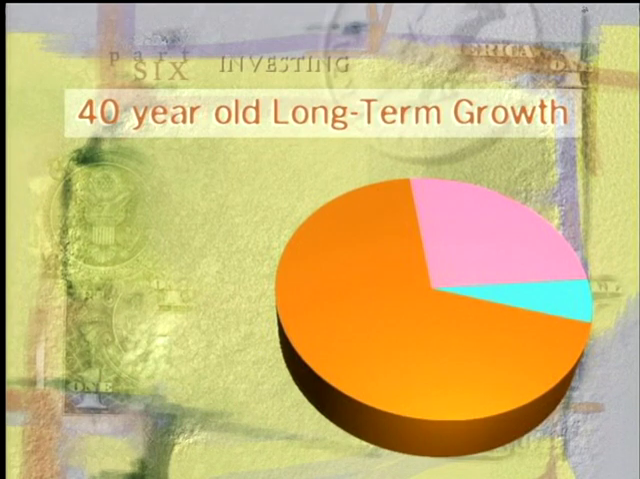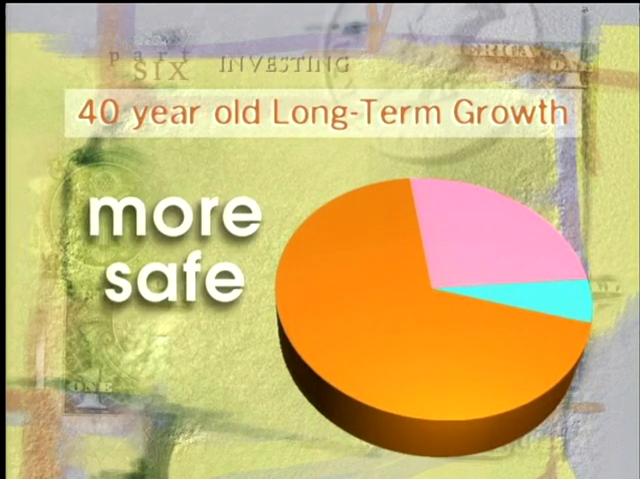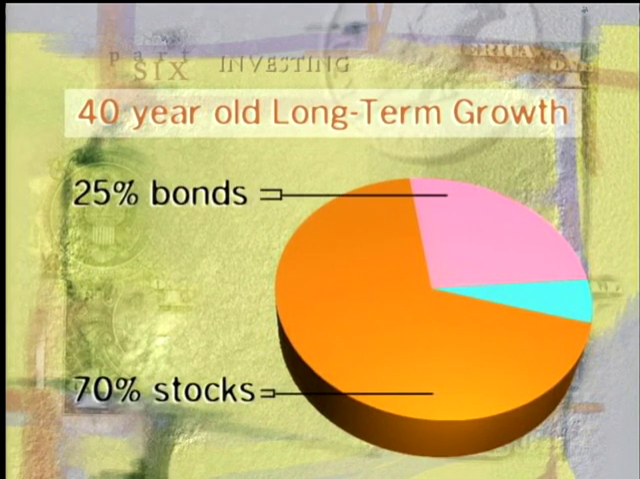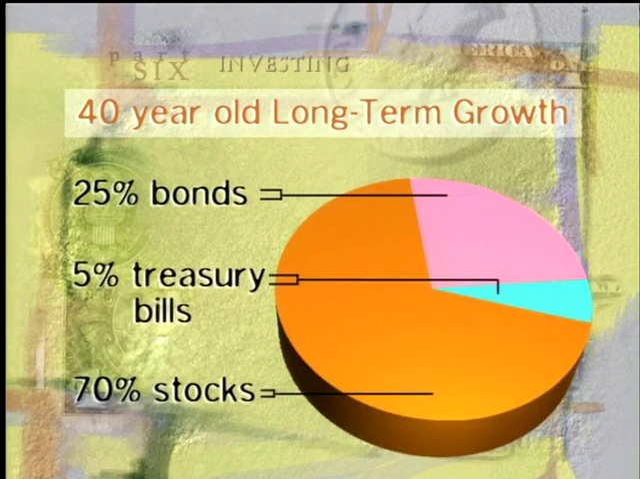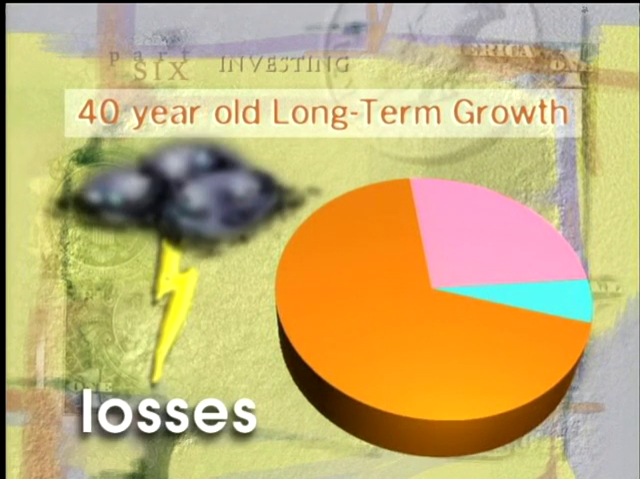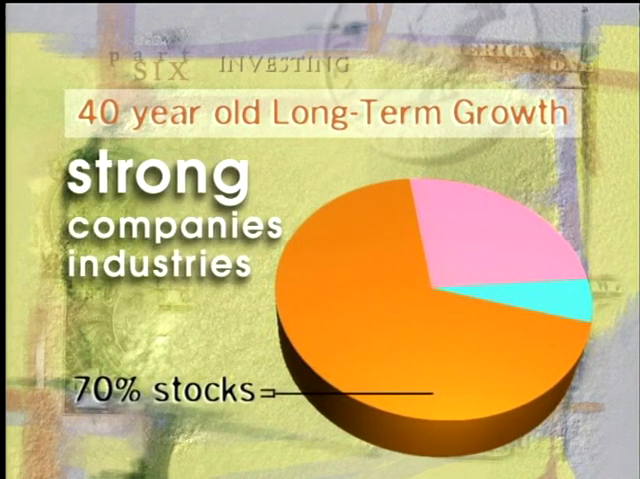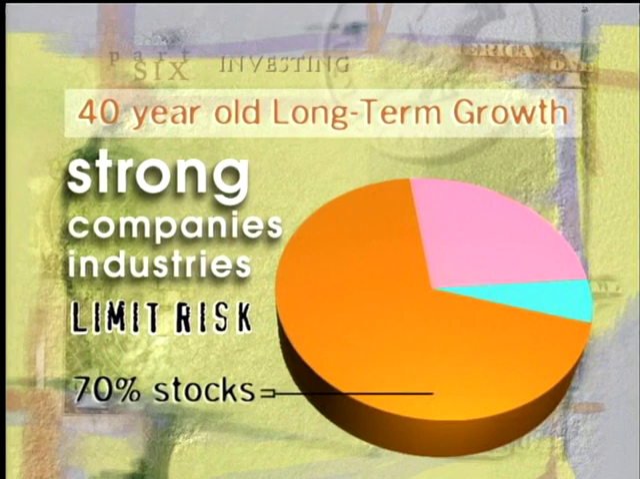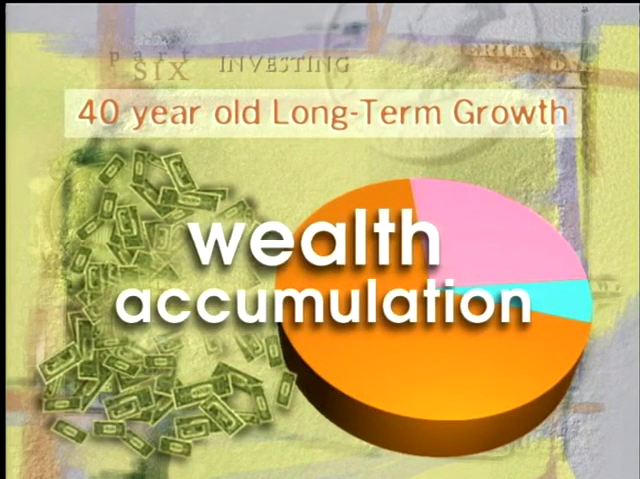Second, a 40-year-old long-term growth investor's asset allocation is likely to play it a bit more safe, but not totally, with 70% in stocks, 25% in bonds, and 5% in treasury bills. There's still plenty of time to weather losses in the market, but overall the stocks should be in strongly positioned companies and industries to limit risk. The focus here is also wealth accumulation.